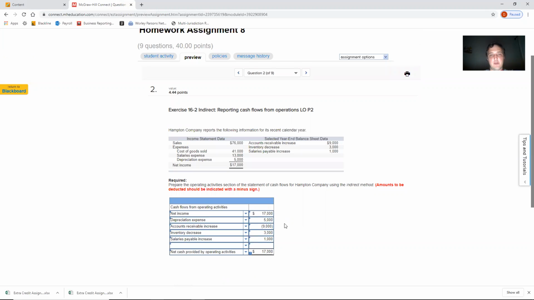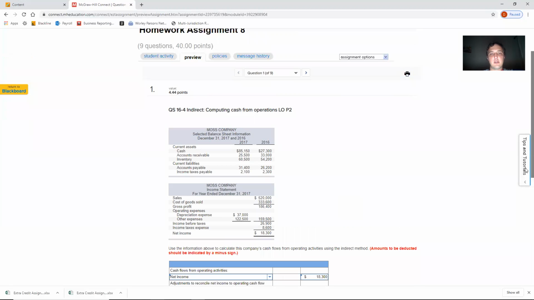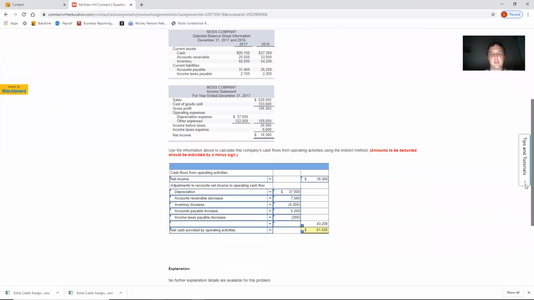Just going through the indirects, we start with our net income, again, non-cash items, changing our current assets, current liabilities, get you to your operating. Indirect again, net income, add back your non-cash, add back your change in balance, get you to your operating.